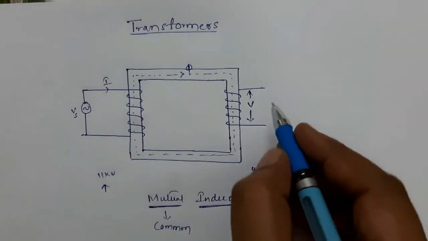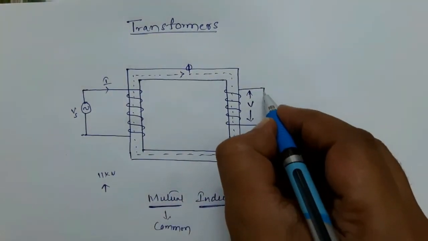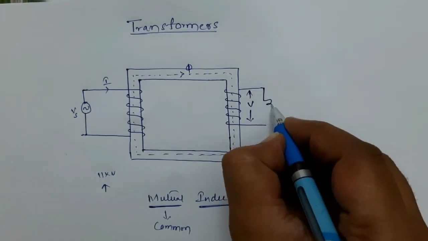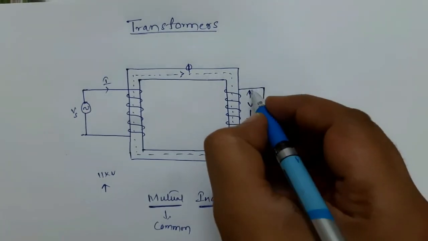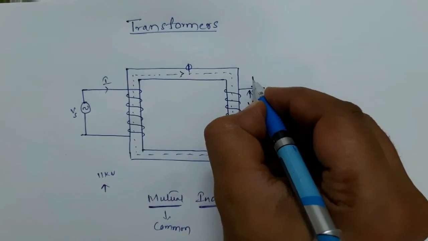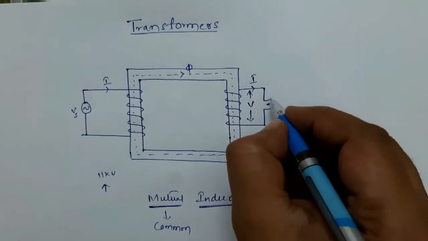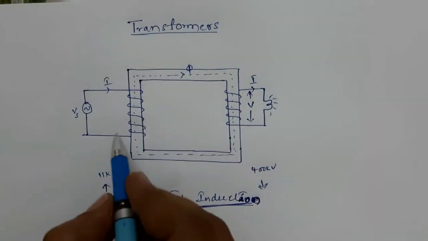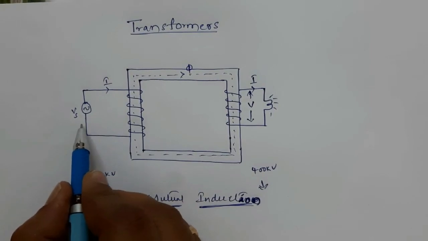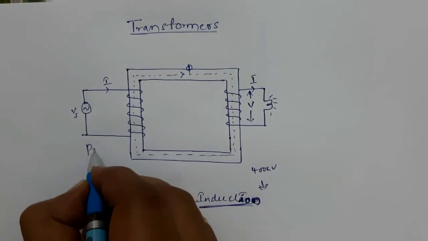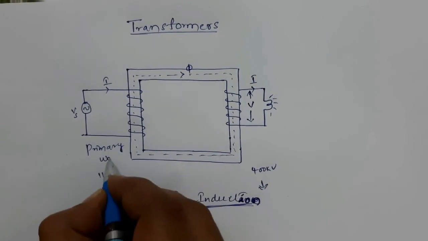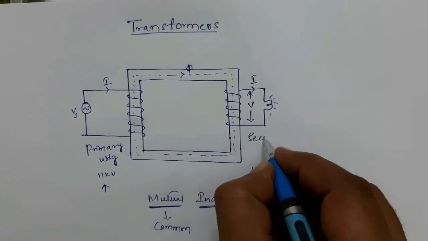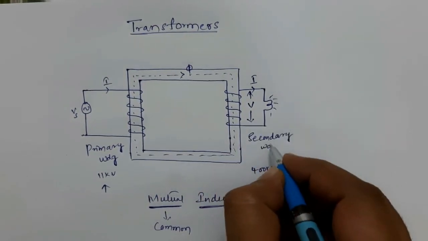Whenever an external load like a bulb or fan is connected to the other circuit of the transformer, then current is drawn, that is current I, and the bulb will glow. The winding which is connected to the alternating source is called the primary winding. The winding which is connected to the external load is called the secondary winding.